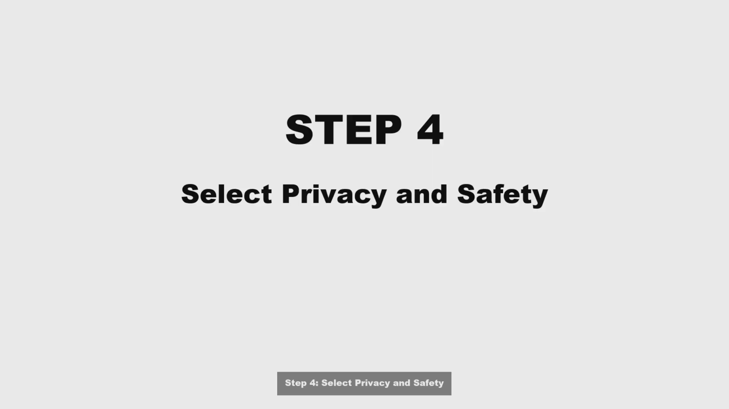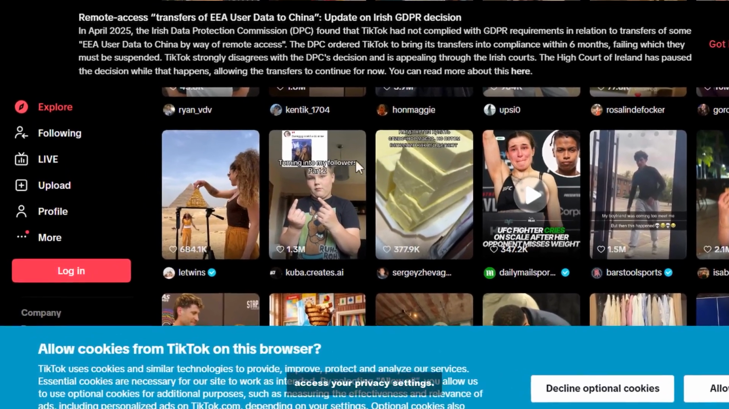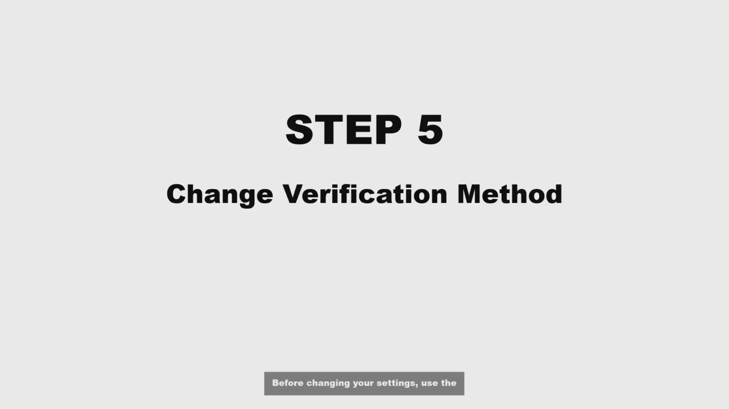Step 4. Select Privacy and Safety. Scroll down and find the Privacy or Privacy and Safety option. Tap on it to access your privacy settings. Step 5. Change verification method.